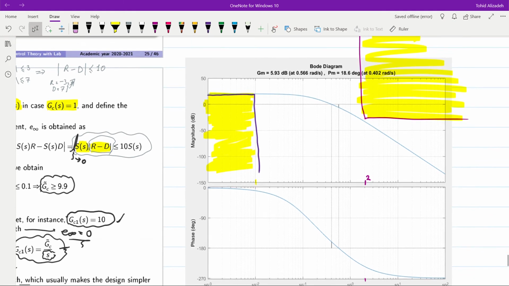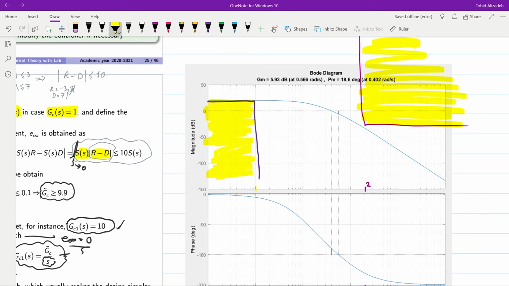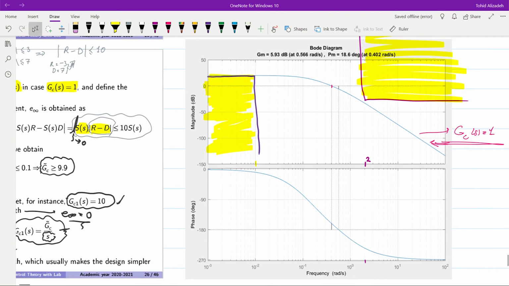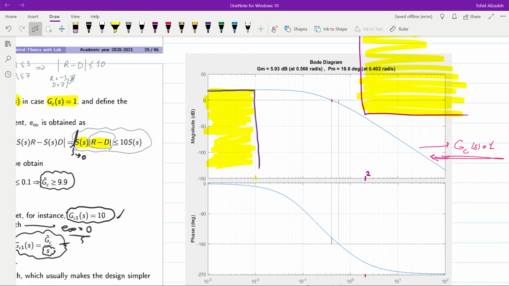We can see that the crossover frequency for this system without the controller, or let's say GC equal to 1, we have this blue graph for the Bode plot of L of j omega. We can see that the crossover frequency here is equal to 0.402. It's written also here. At that point, we have the phase margin equal to 18.6 degrees.